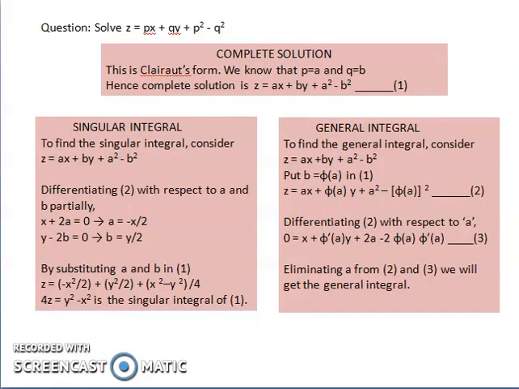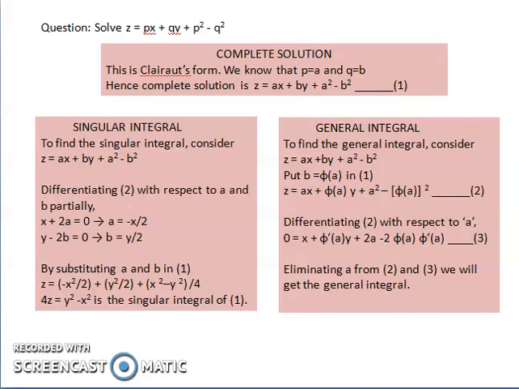So we demonstrate Clairaut's equation with a problem. The given problem is z equal to px plus qy plus p squared minus q squared, which is a function of p and q. So to find the complete solution, we should put p equal to a and q equal to b in the given equation. So the complete solution is z equal to ax plus by plus a squared minus b squared.